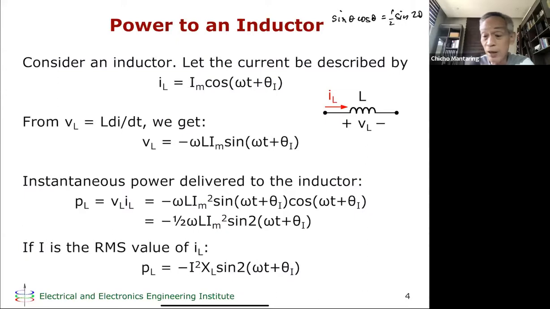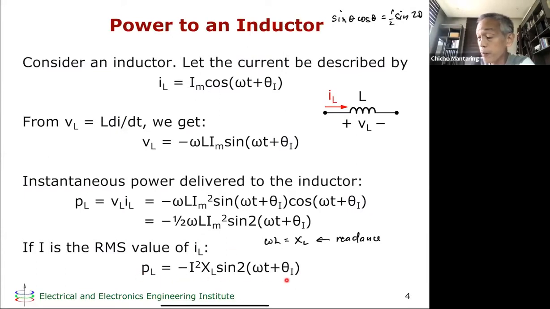Okay, let me plot this again. Ano? So again, negative I squared, by the way, no? Recall that omega L is equal to XL. No? You remember, this is the reactance. The reactance of an inductor is equal to the magnitude of its impedance. The impedance is j omega L. Ang magnitude nito is just omega L or XL. So this is expressed in terms of reactance.